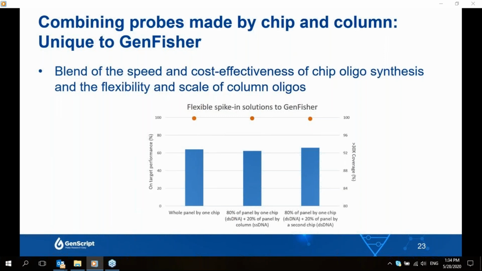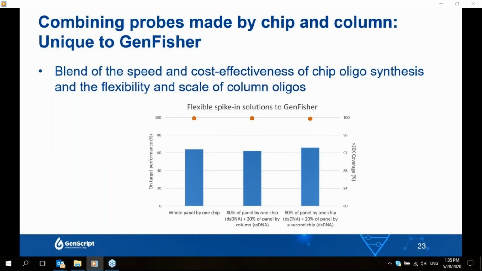The first data point is a panel of 8,000 probes made solely by our semiconductor chip technology. The second is the same probes, but with a combination of 80% of probes randomly selected to be made by chip and the remaining 20% by column. The third is the same as the second, except that the remaining 20% was made by a second chip. You can see that all three ways of making and mixing probes gave nearly identical results, indicating that spiking additional probes into a working system is feasible and does not have a negative impact on the system.